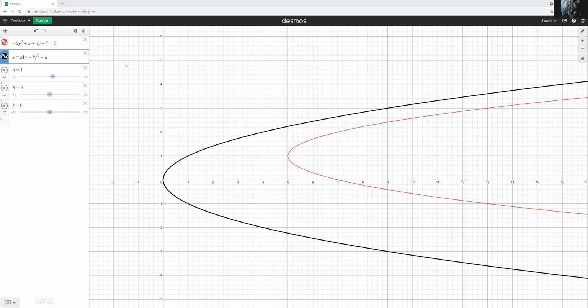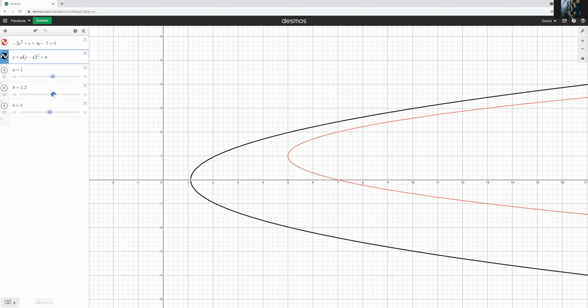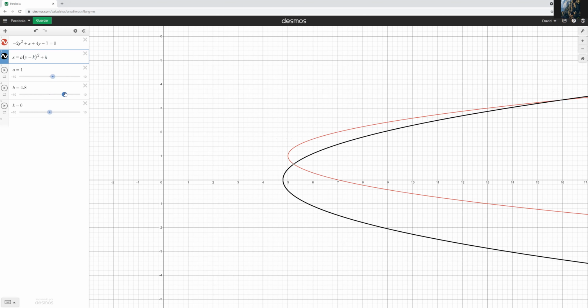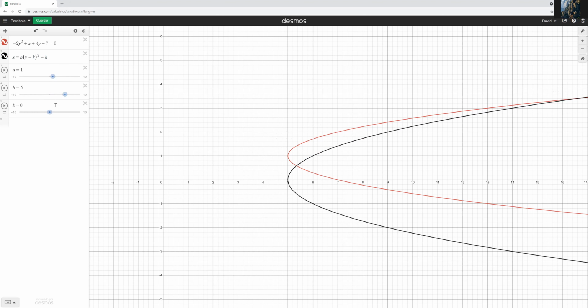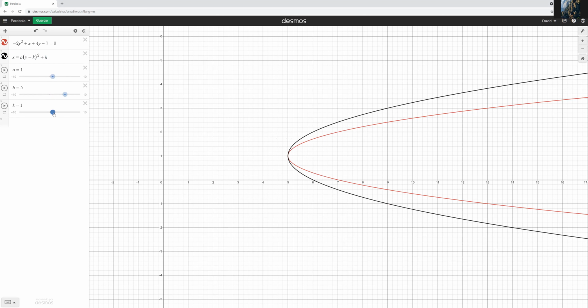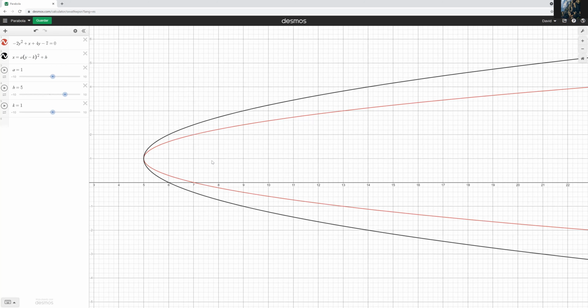Now, let's begin with the H. If you see, H is moving my parabola to the right. So in this case, it'll be 5. And K, in this case, it'll be 1. So I move it over there, up to 1. And now they match. Now you see the opening of the parabolas doesn't match.